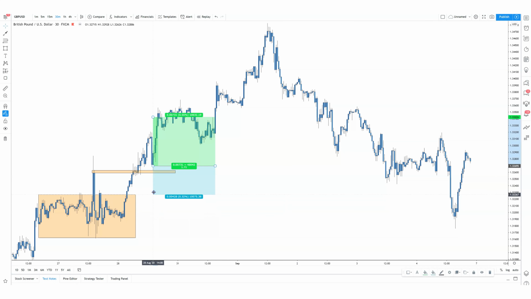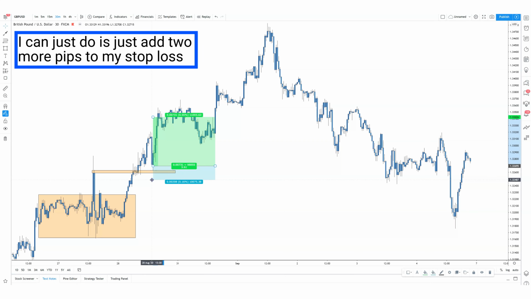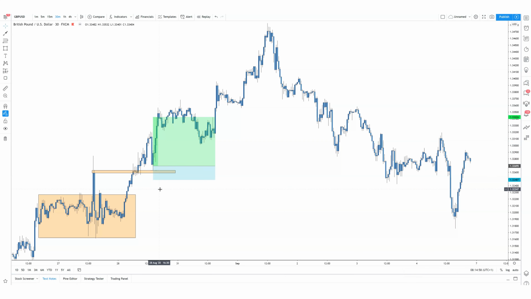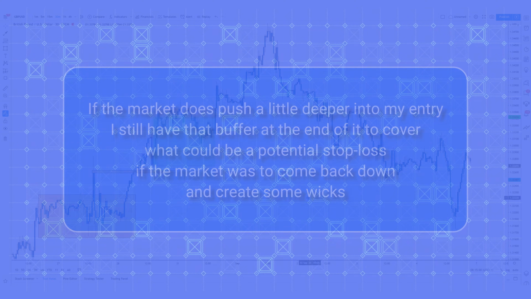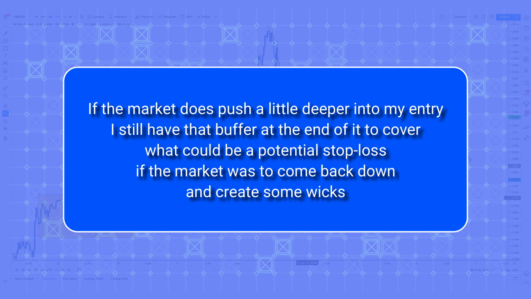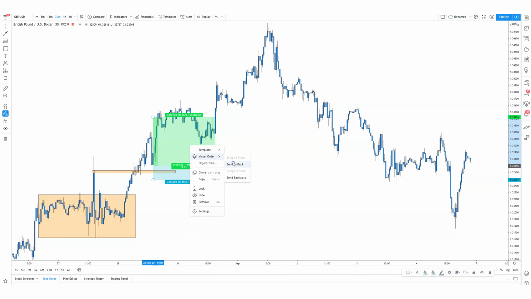And all I have to do is, let's say I was using an 18 pip stop loss. Because I've added 2 pips to the limit order, I can just add 2 more pips to my stop loss. And that just gives me a little wiggle room to make sure that if the market does push a little deeper into my entry, I still have that buffer at the end of it to cover what could be a potential stop loss if the market was to come back down and create some wicks. So that's the first plan.